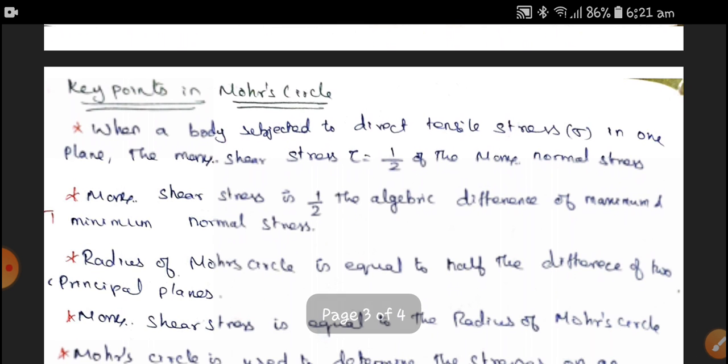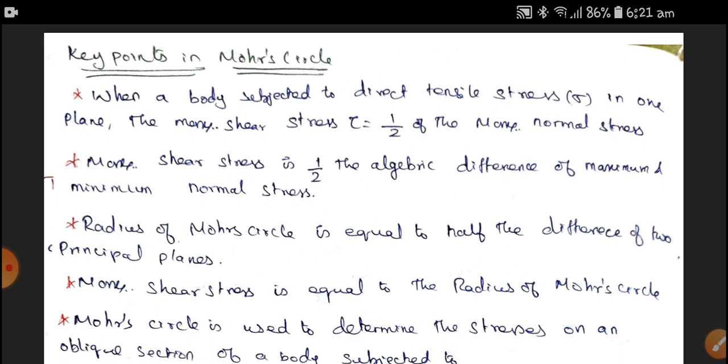Okay, I hope there are key points in Mohr's circle. I hope that you have all taken the notes, but these key points will give a summary of Mohr's circle. Let us discuss the key points in Mohr's circle. The first key point is that when a body is subjected to a direct tensile stress of sigma in one plane, the maximum shear stress tau is equal to half that of the maximum normal stress. In the first condition, we have discussed this. So, this is for your reference.